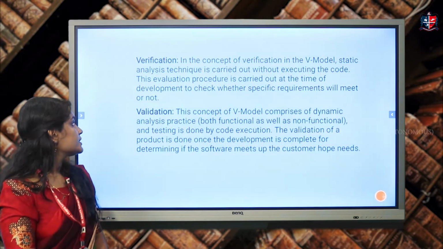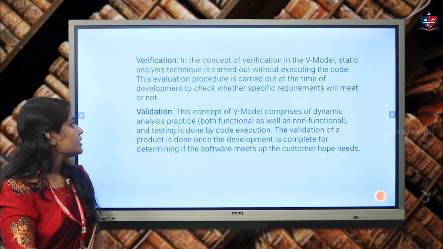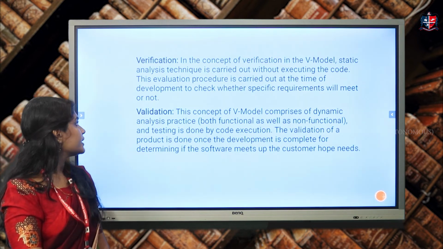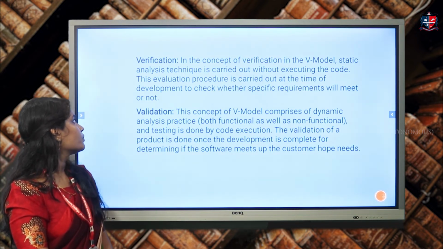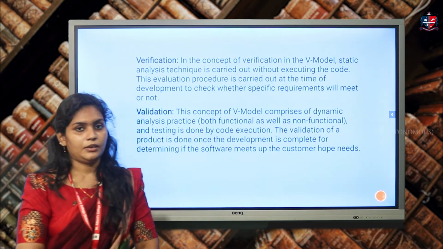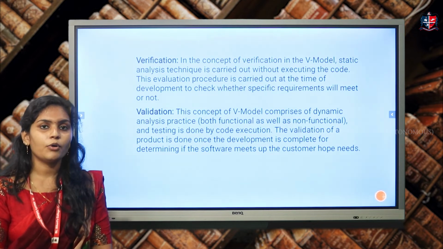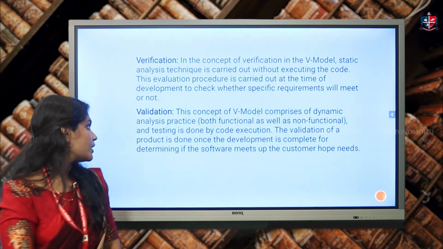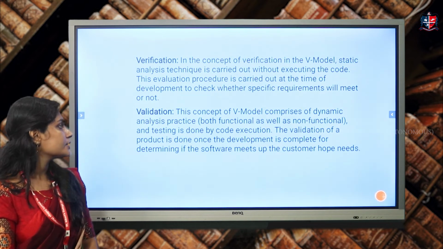Static analysis is carried out without executing the code, and the evaluation procedure is carried out at the time of development to check whether the specific requirements will be met or not. Verification is the process of checking whether the final model meets the requirements or not. And validation is the next process.